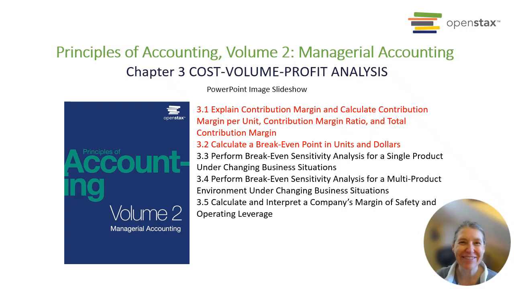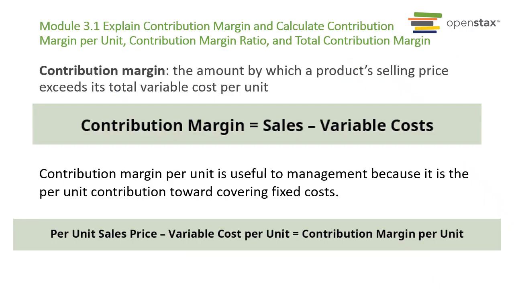So let's get started. If you refer back to our first couple of chapters, you'll know that one of the things we want to do is always pay for our product first. And one important piece of information that managers need is to know how much money do I have left over after I've paid for those products to cover my other costs. And when we break our information down into those variable cost and fixed cost components, we can figure that out. And it's called the contribution margin.